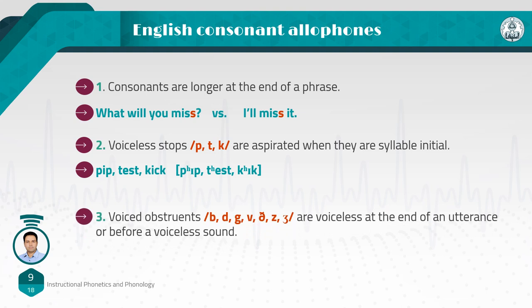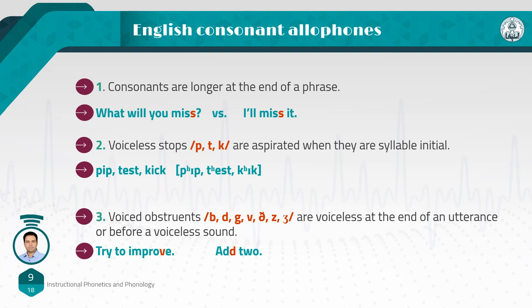Number three, voiced obstruents b, d, g, v, th, z, and j are voiceless at the end of an utterance or before a voiceless sound. As you know, all of them are voiced, but when they come at the end of an utterance or before a voiceless sound, they become voiceless. Look at the examples. Try to improve. In fact, what you hear is something between v and f. It is near to the f sound. Try to improve. V, which is an obstruent, is voiceless because it is at the end of the utterance.